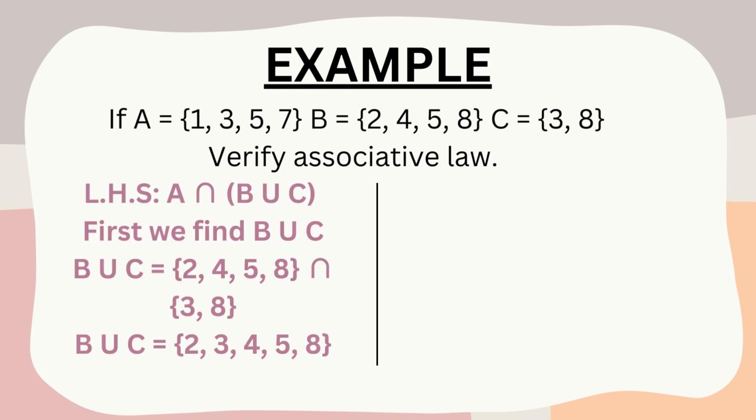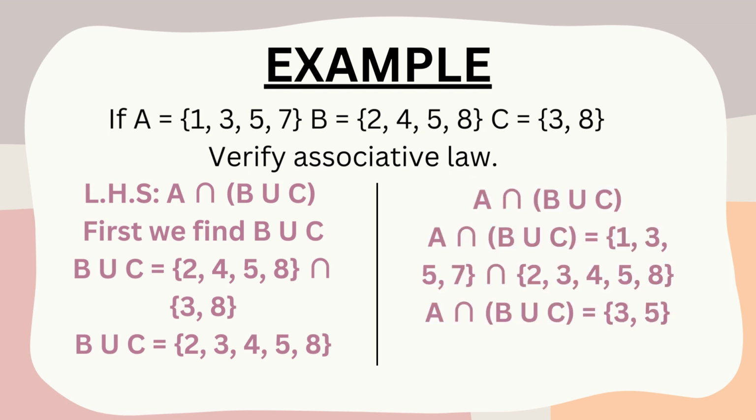So first we'll solve the left hand side, where we solve the brackets, meaning B union C. The union would amount to 2, 3, 4, 5 and 8. To find the intersection with set A, it would amount to elements 3 and 5.